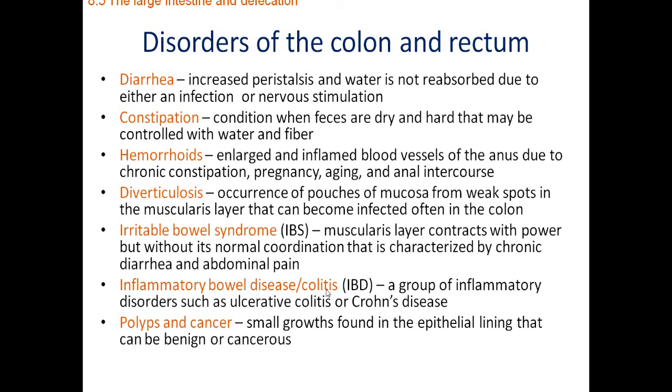Inflammatory bowel disease or colitis. Okay, so the bowel is inflamed, so the blood vessels are inflamed. They're irritated. So IBD includes disorders like ulcerative colitis or Crohn's disease. Okay, and then there are also polyps and colon cancer. So polyps are just little growths that can occur in the mucosa. Sometimes they're benign, sometimes they can be cancerous.